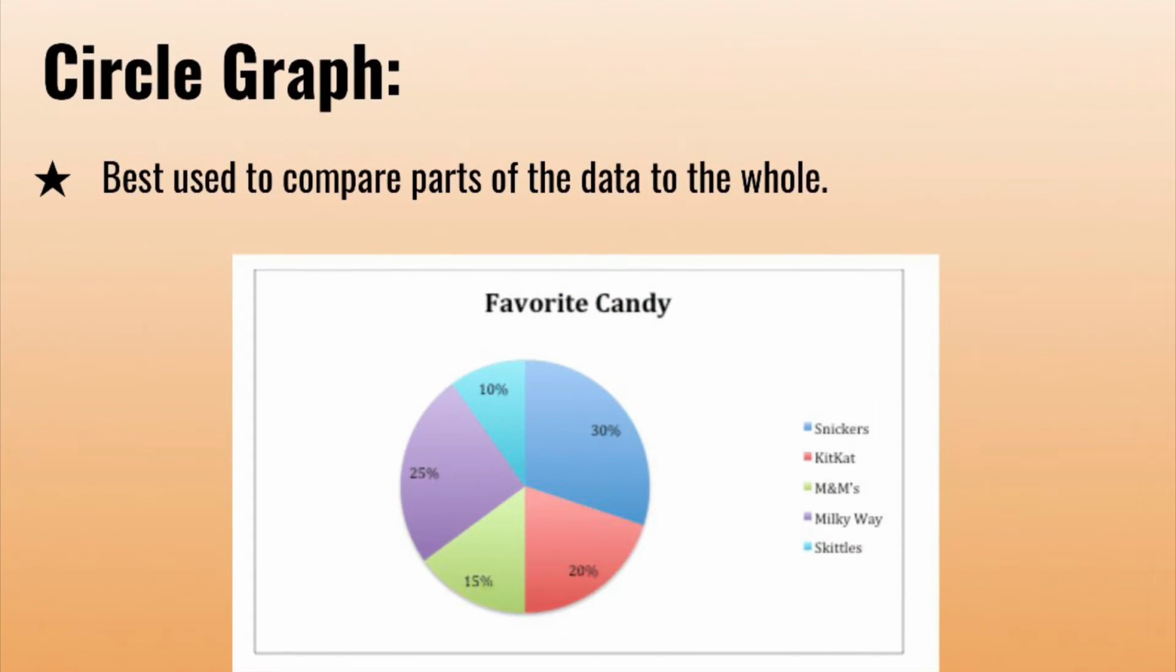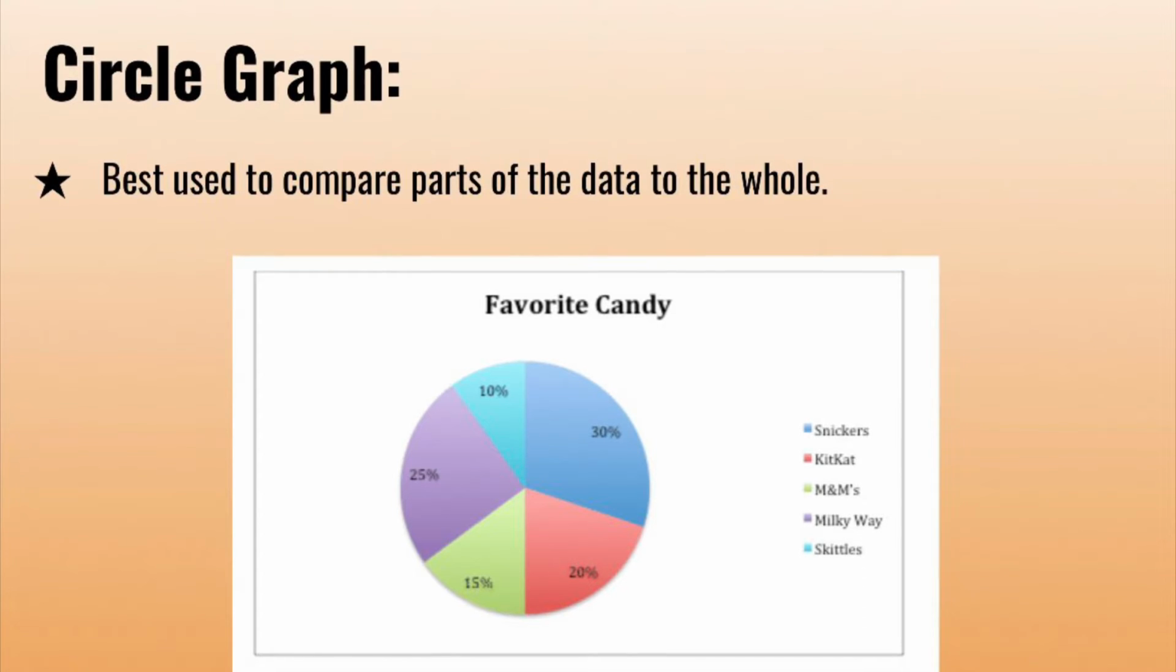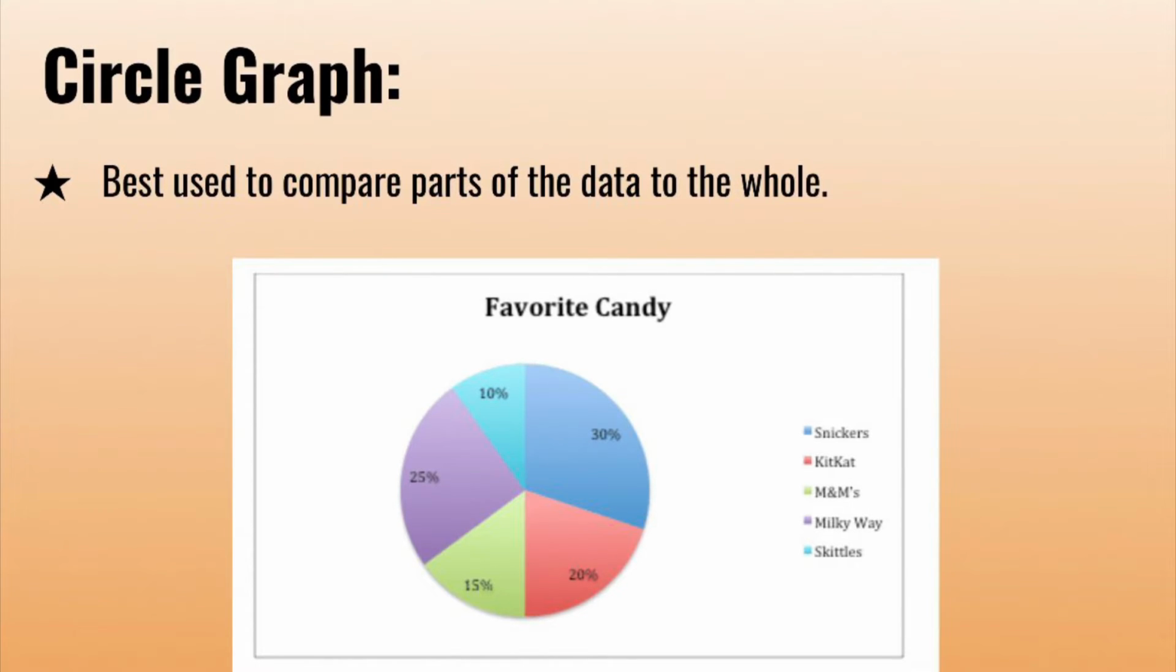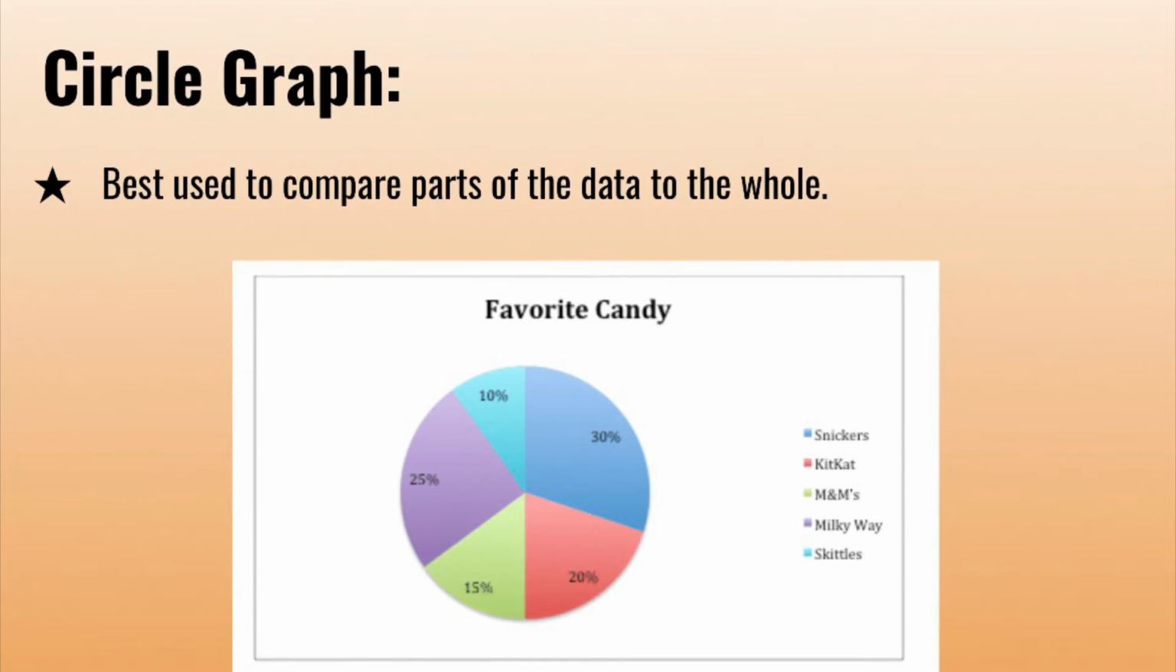Next up, we have circle graphs. Circle graphs are best used to compare the parts and the data to the whole. In this example, we have parts of people and their favorite candies. Notice how it's divided in percents and you have the total number of people. So, for example, in this graph, 30% of people's favorite candy bar was Snickers.